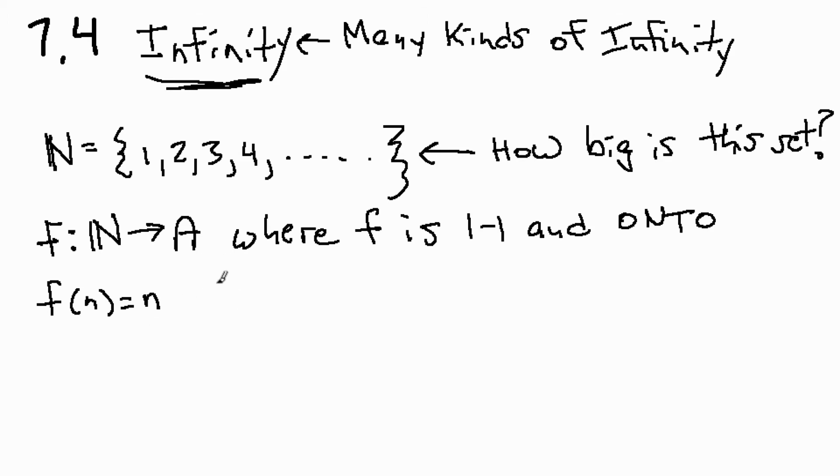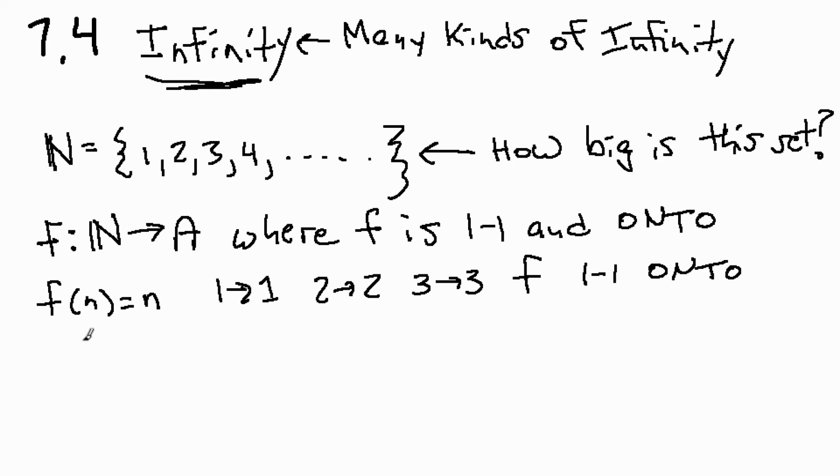So that's a function that sends the number 1 to 1, and it sends the number 2 to 2, sends the number 3 to 3. And I think if you give this a little bit of thought, you would agree that f here is 1 to 1 and onto. Let's consider another one. Suppose I were to tell you I want to take f of n and I want that to equal 2 times n. Well, so 1 would go to 2, and 2 would go to 4, and 3 would go to 6.